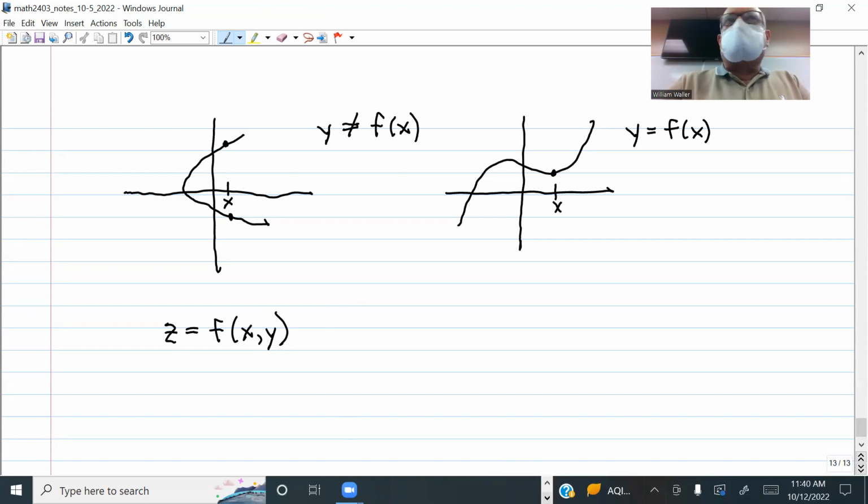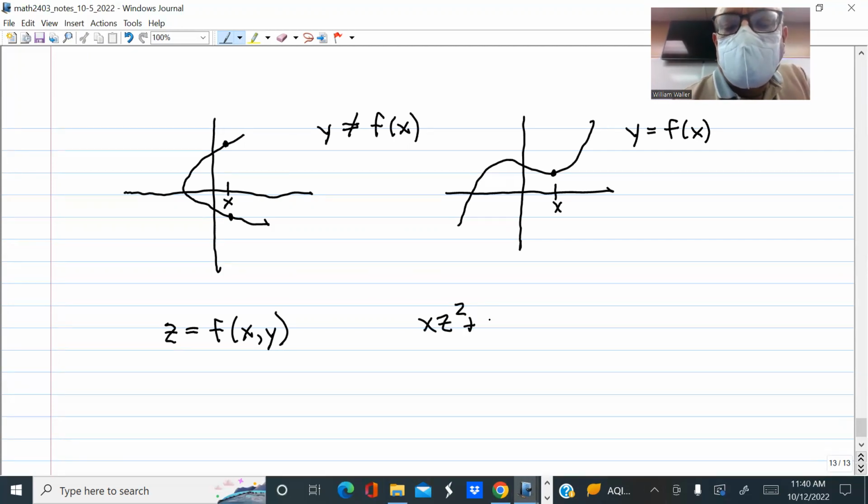What was that formula? Somebody have it available? Do I need to switch back? So x times z squared plus 4xy minus y squared equals 7. Okay, it can be 0, would work just as good. I don't know why they put 7 there.